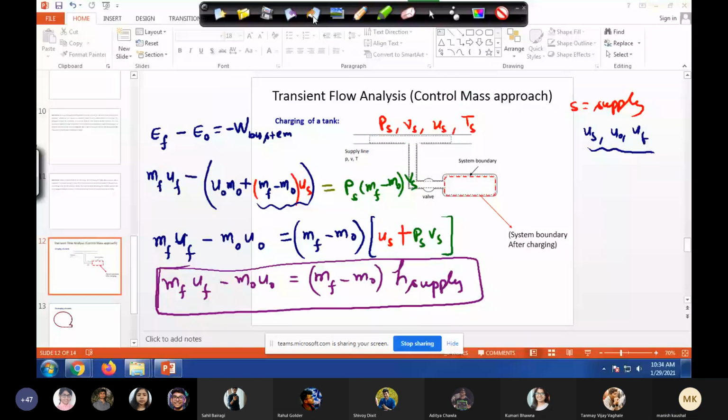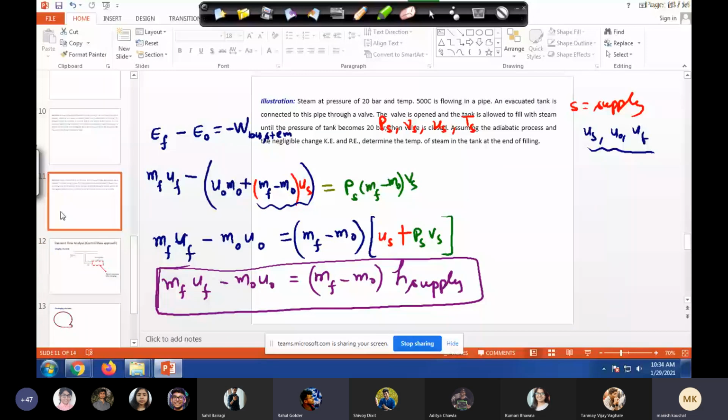Sir, the H supply is the specific enthalpy supply, right? Yes, in the supply line, true. Everything is specific, no doubt, because you are multiplying with mass, so there should not be any confusion. Throughout this thermodynamic course, we are working in terms of specific quantities, because that's the table available in the book and on the internet, in terms of per unit mass.